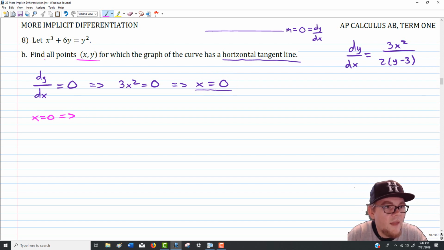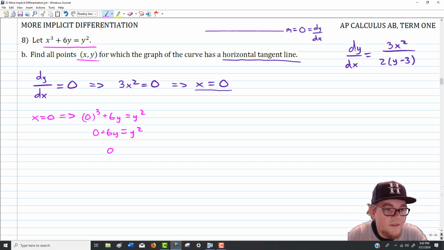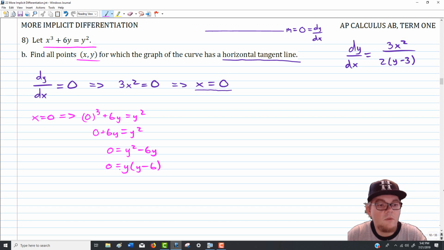If x equals 0, that means we can take our original equation x cubed plus 6y equals y squared, and we can solve it. So that would mean that we'd have 0 cubed plus 6y equals y squared. That's the same thing as 0 plus 6y equals y squared. And it's the same thing as 0 equals y squared minus 6y. Doing a little bit of factoring work, we can pull out a GCF of y. We'll get that 0 is equal to y times (y minus 6). And that tells me there are two potential y values, y equals 0 or y equals 6.